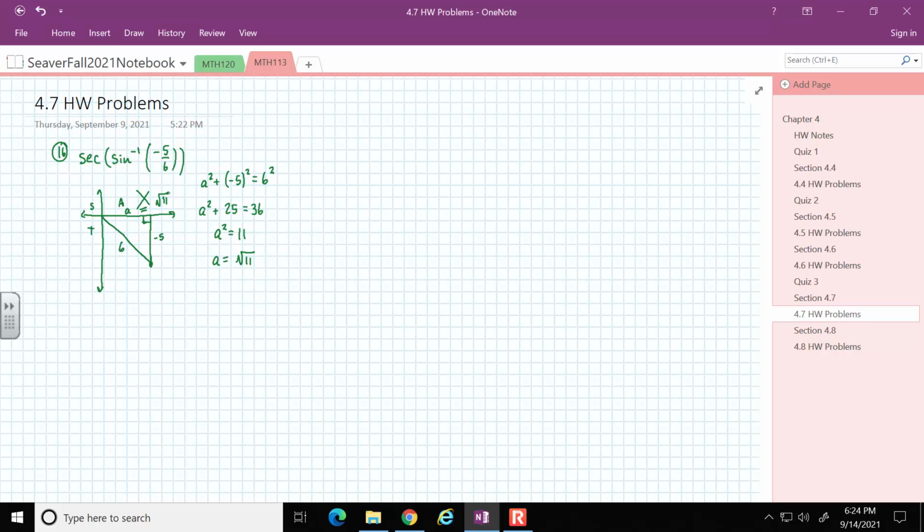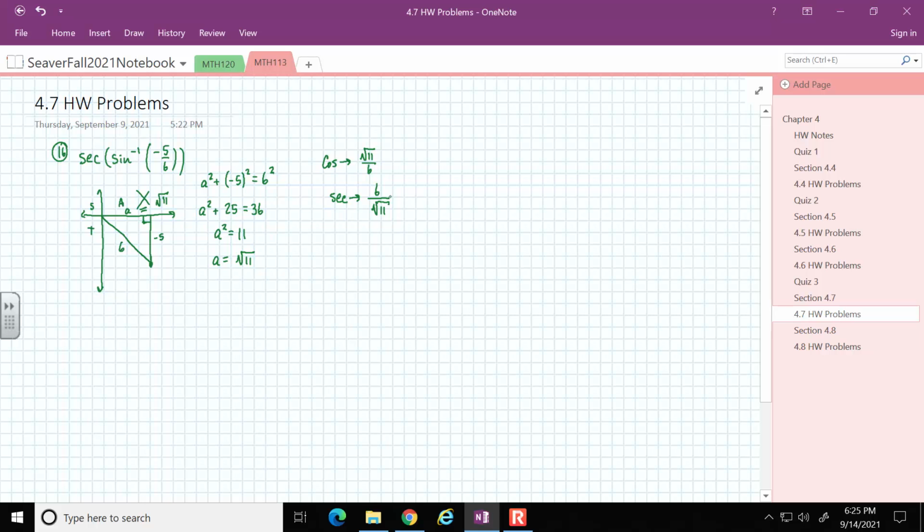Okay, so it's wanting to know the secant, though. Well, what's secant? It's a reciprocal of what? Cosine. Right? So if I look at the cosine, I would say, well, the cosine of this would be square root of 11 over 6. So if the cosine is a square root of 11 over 6, then the secant is that flipped. So it'd be 6 over square root of 11.